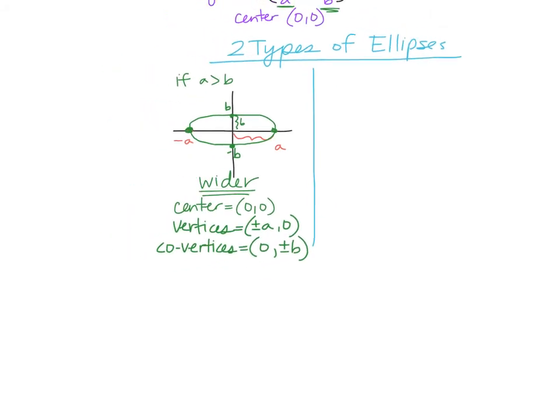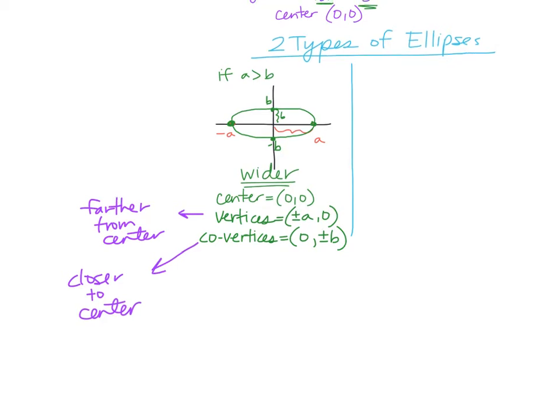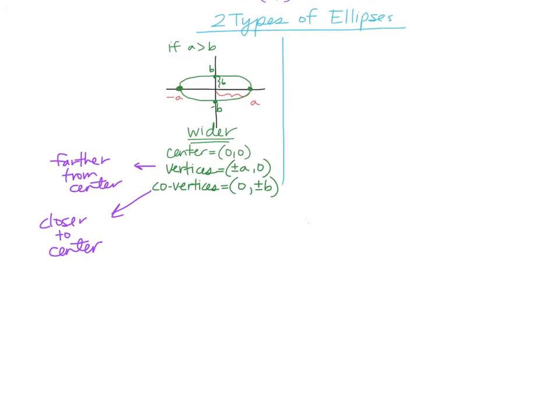So just keep in mind your vertices. These are the ones that are farther from the center. Okay, and then the co-vertices are closer to the center. So closer to 0, 0 and farther from 0, 0 in this case. Okay, then the last two things, and there's kind of one more after that. When we're separating things anyway, we are going to talk about the major axis.